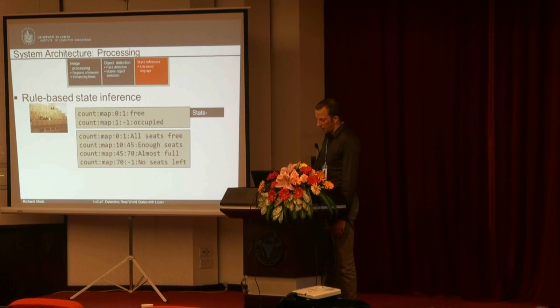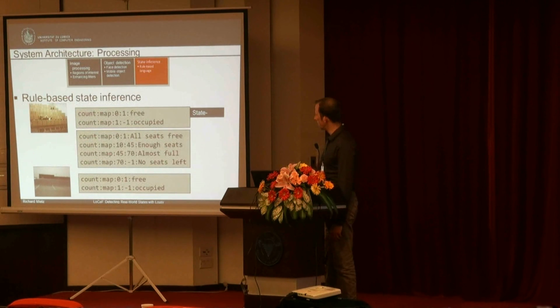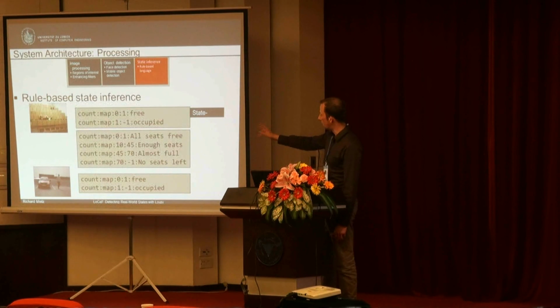For our parking spot scenario, it could look like this. So we again say if there are 0 objects, then free, and if there is 1 object, then it's occupied. These rules are evaluated for each region. So what would happen here now is that the left and also the right parking spot would be occupied, because in both parking spots one object is detected. So this will not work.